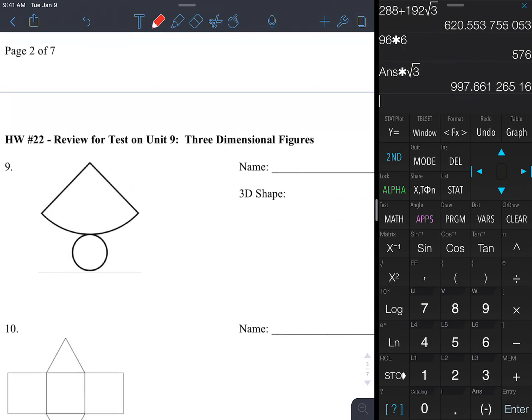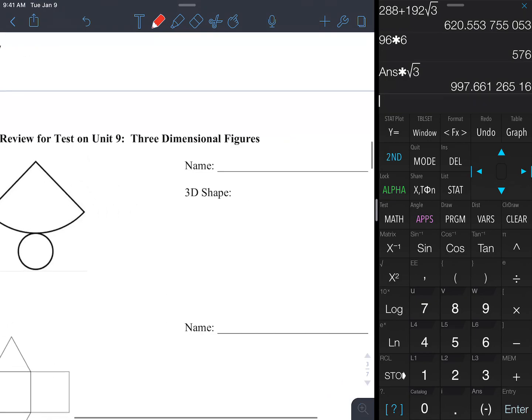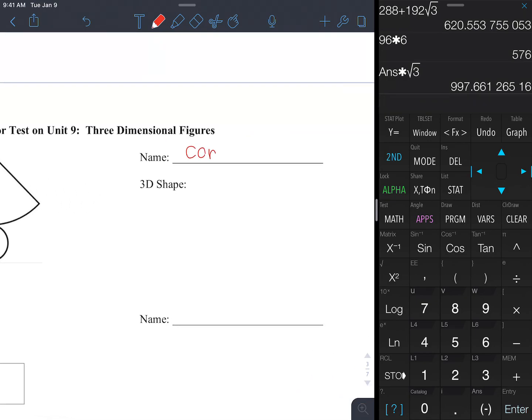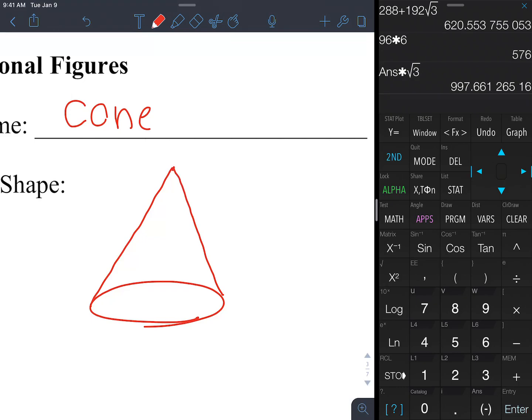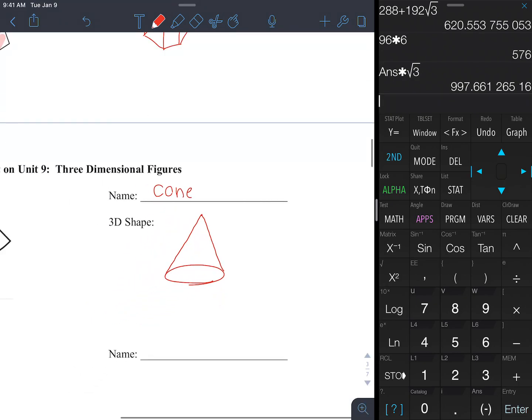This next one here, you have some type of, it looks like a triangle, but they're not very straight, and then you have a circle right there. That's actually going to be a cone. And as far as how you draw a cone, I just draw a little circle, and then I draw from the edges of that circle going straight up to a point. And that's probably the best way to draw a cone right there.